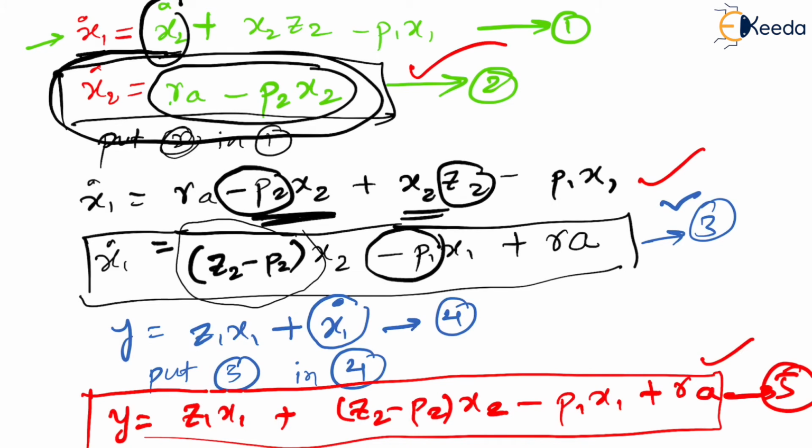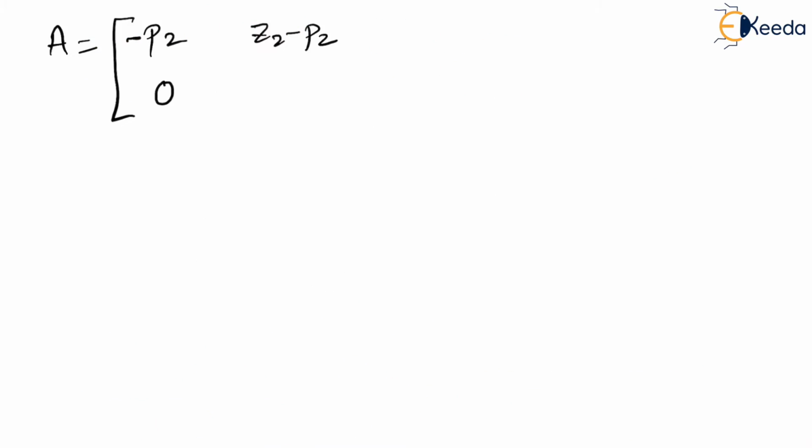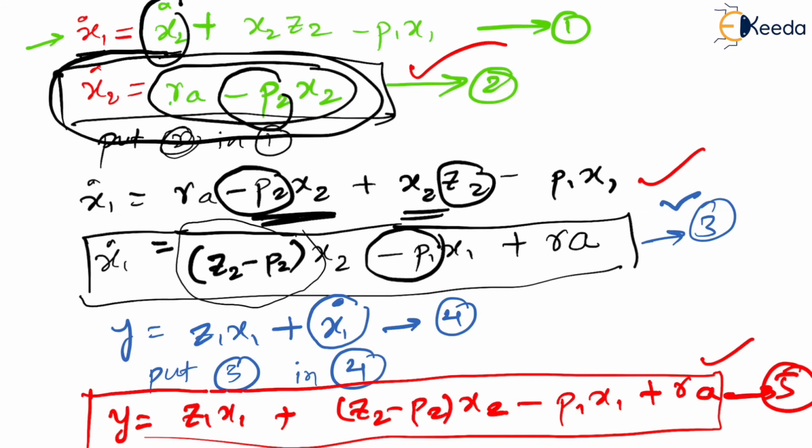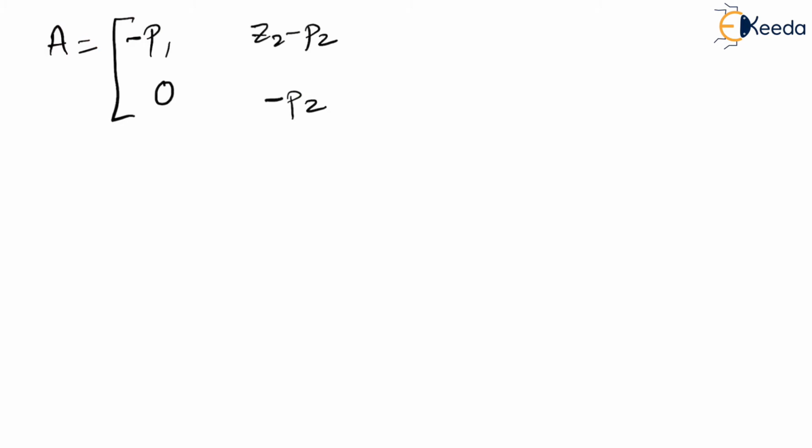Similarly, dependency on x2, yes, minus p2. Definitely minus p2 is going to be there. By the way, this is minus p1. Why? Because you have got this x1, so here minus p1 was there. Right? We know that. Now, this becomes your A.